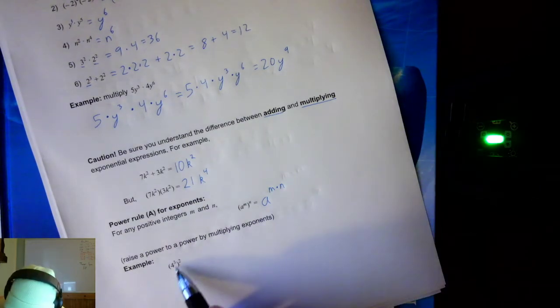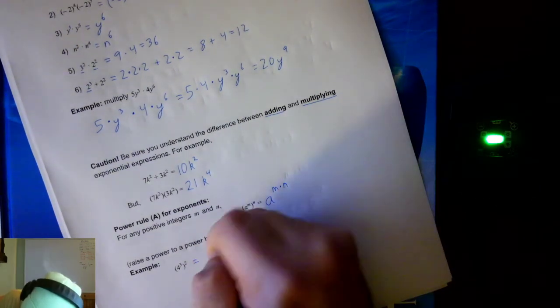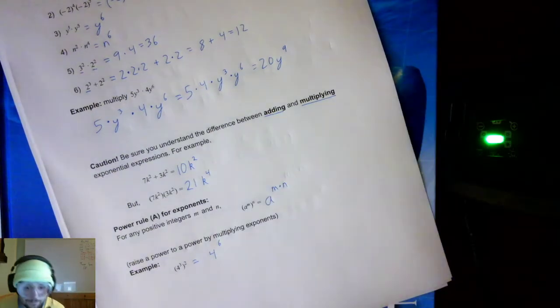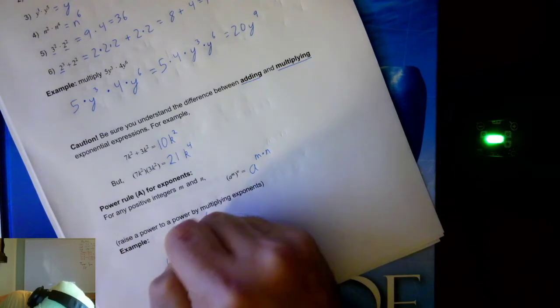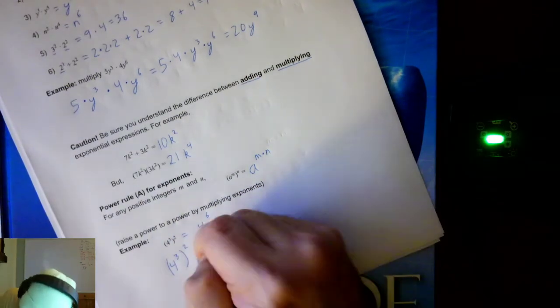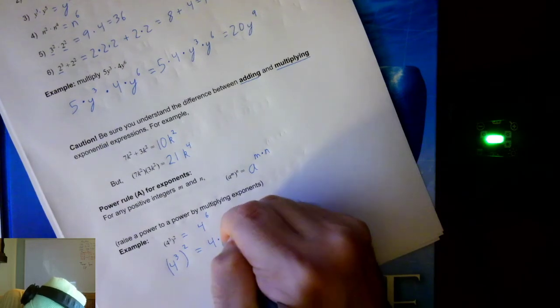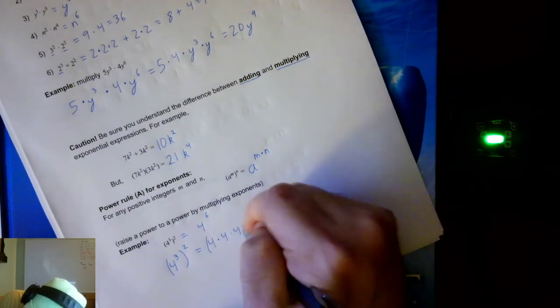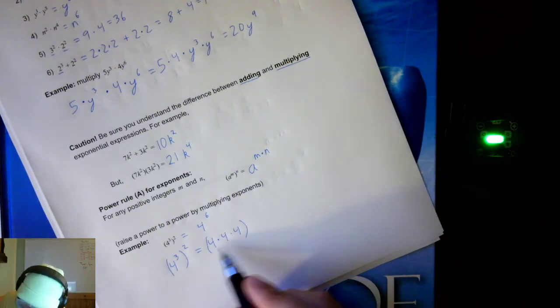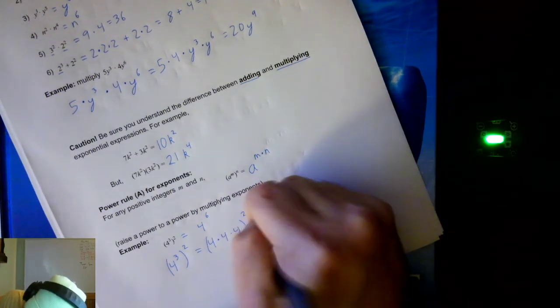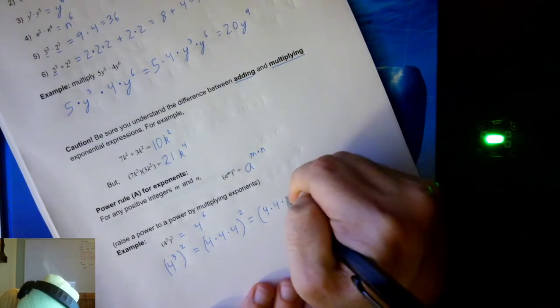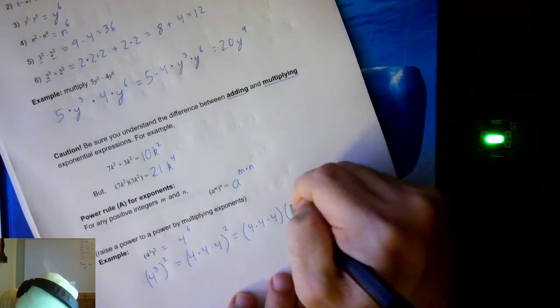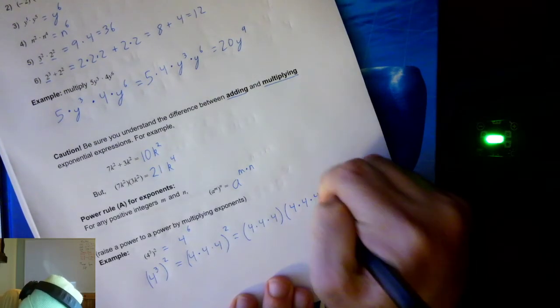Let's look at an example. 4 to the third all squared should be equal to 4 to the 6. Now, let's look. If I were to work this out long ways, it should give me the same thing. 4 cubed squared. Well, I'll work out inside the parentheses first. That's 4 times 4 times 4 inside the parentheses, right? 4 cubed is 4 times 4 times 4. And I need to square that. Well, squaring tells me to take two copies of the same thing, 4 times 4 times 4. And then I have another copy of that, 4 times 4 times 4.